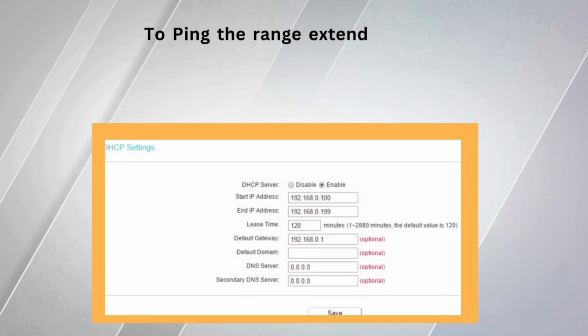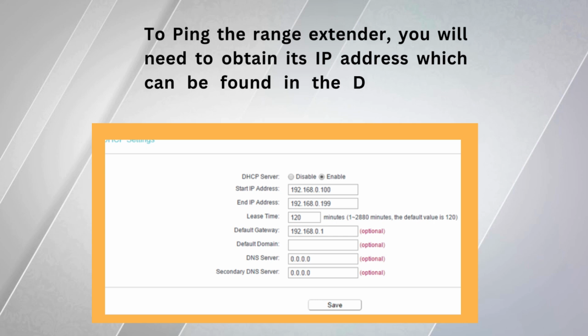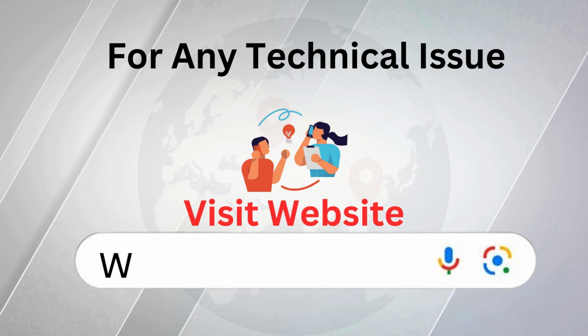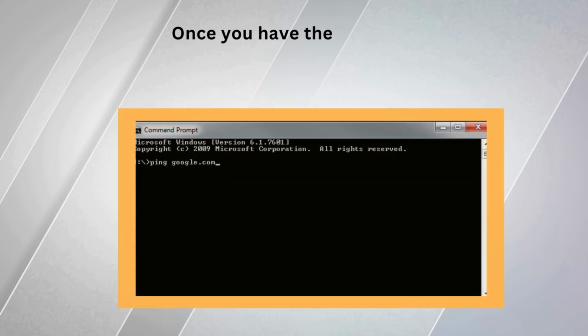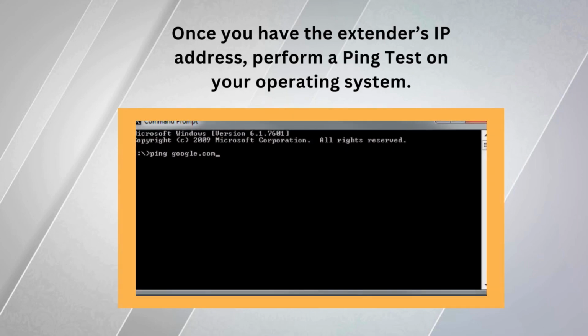To ping the range extender, you will need to obtain its IP address, which can be found in the DHCP client table of your router's web interface. Once you have the extender's IP address, perform a ping test on your operating system.